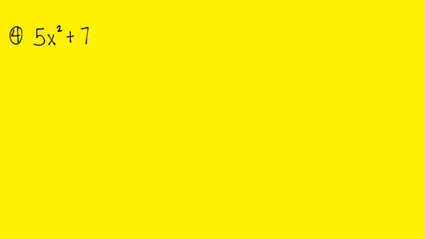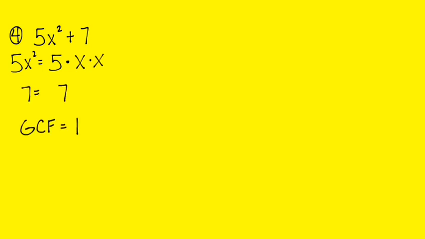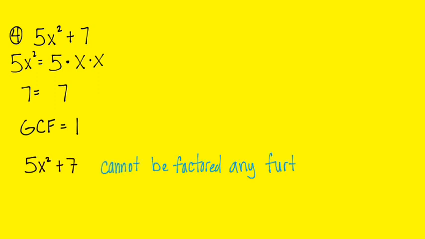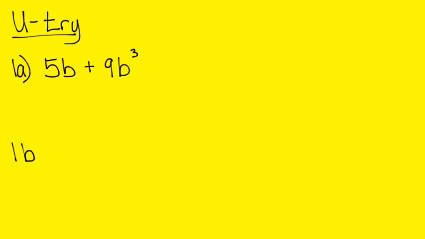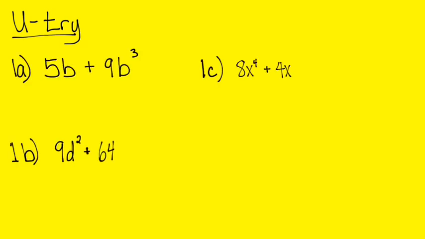What about this one? What do they have in common? You're right, just 1, nothing, right? I mean, if I go ahead and list it all out, I see that the greatest common factor is 1, so it's not really factorable. What we say is it can't be factored further. It is already in its simplest form. Go ahead and try these. Pause the video and then we'll check them.